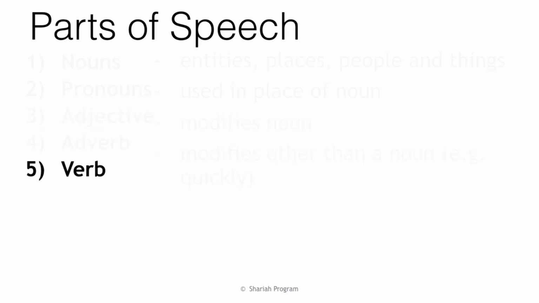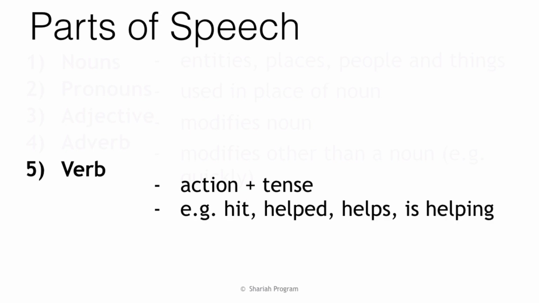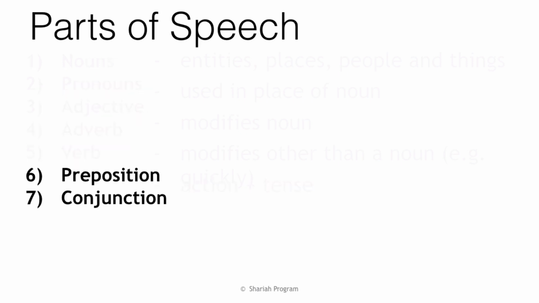The verb is the part of speech which is action plus tense. So something happening in the past, something happening now, or something yet to happen and will happen in the future. So like hit, helps, is helping, helped, are all examples of verbs. Now the next three parts of speech are prepositions, conjunctions, and articles, and that's it. There's only 8. And if there's more, then it doesn't really matter, because our point right now is not to exhaust English grammar, but we're using this as a bridge to facilitate our understanding of the Arabic parts of speech. Because what we're going to do right now is going to blow your mind.